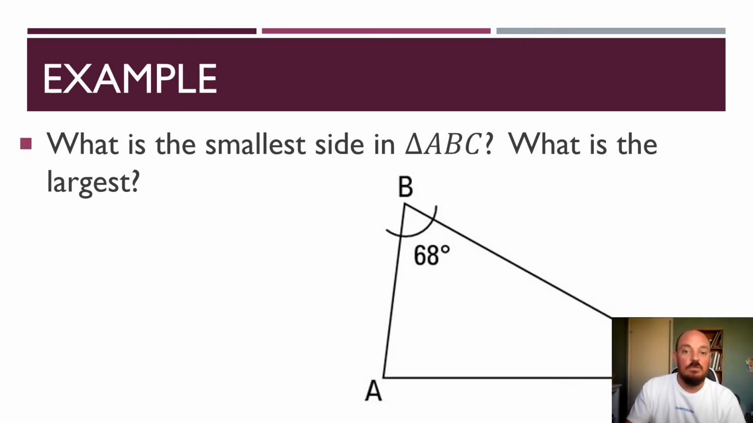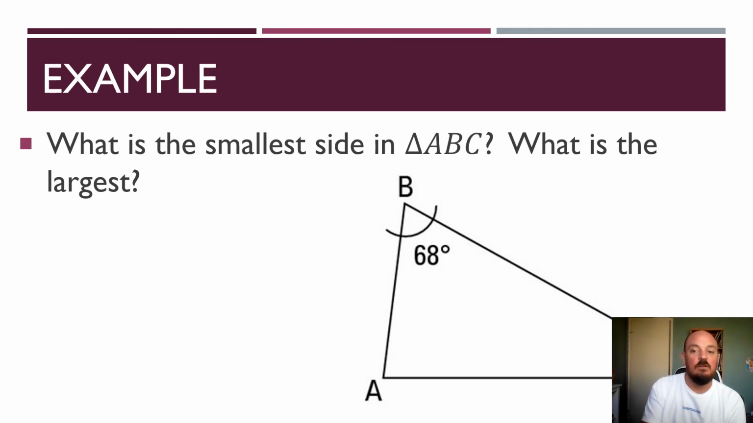Okay, let's do this example here. I'm going to flip the question on you. Instead of giving you the sides and asking for the angles, I'm going to give you the angles and ask for the sides. So I said, what is the smallest side in triangle ABC? And what is the biggest side? Now we're not ready to answer yet because I don't know what angle A is. But what I do know is that the three angles of a triangle always add up to 180. That was one of our theorems from earlier this year.